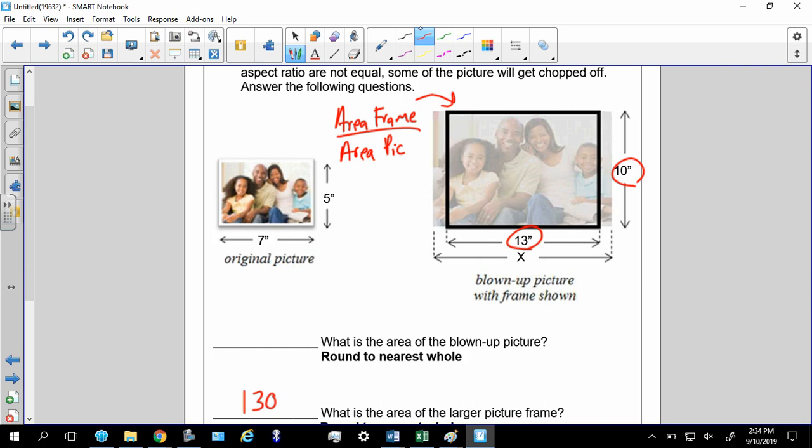Now let's take a look at the area of the picture. In order to get the area of the picture, I've got to find out what that width is. I've already used the 13, I don't need it anymore. I have the height of the picture, but I also have the width and the height of the smaller picture. Four numbers I'm going to use. 7 over 5 is equal to x over 10. Cross multiply and solve, and I believe x ends up being 14. So if the width is 14 and the height is 10, the area of the picture would be 140.